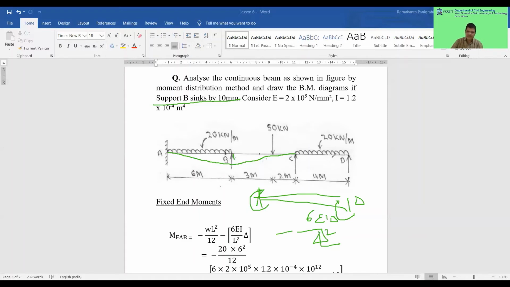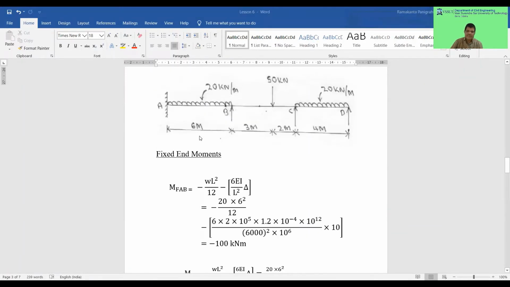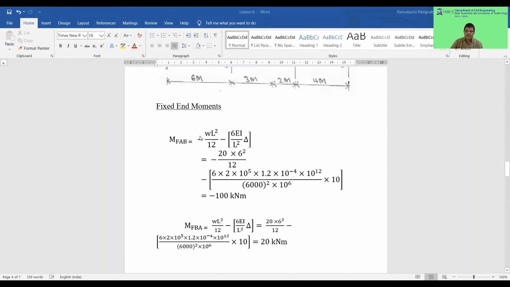That is the basic concept we have already seen. So accordingly, now calculate the fixed end moments. The purpose of doing this problem is that support sinking is incorporated in this problem, and further, one end is simply supported. How that will be considered in solving the problem.